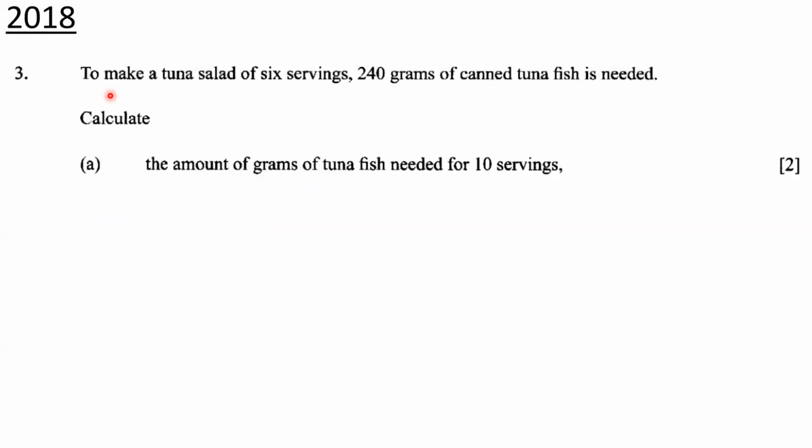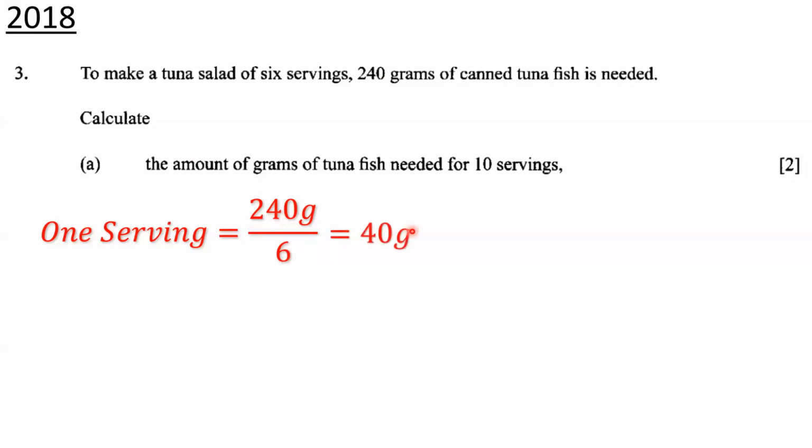It says to make a tuna salad of 6 servings, 240 grams of canned tuna fish is needed. Calculate the amount of grams of tuna fish needed for 10 servings. Well, the first thing that we need to figure out is how much is for 1 serving, right? We know that 6 servings is 240 grams, but how much is 1 serving? In order to figure that out, we're gonna say 240 grams divided by 6, and that's gonna give us 40 grams. So 1 serving is 40 grams.